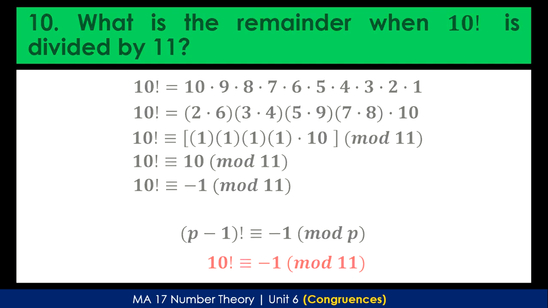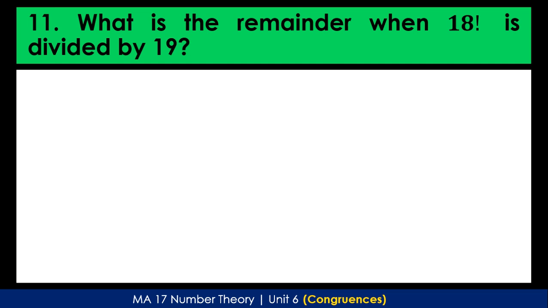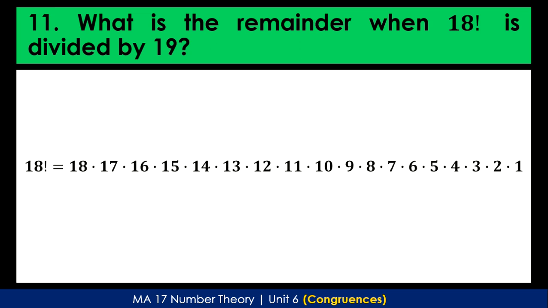Let's have another example, so that you understand the concept of Wilson's theorem. What is the remainder when 18 factorial is divided by 19? Again, let's expand this: 18 times 17 up until times 1. Let's again find its pairs, wherein when we divide the product of the two numbers by 19, the result is either 1 or negative 1.